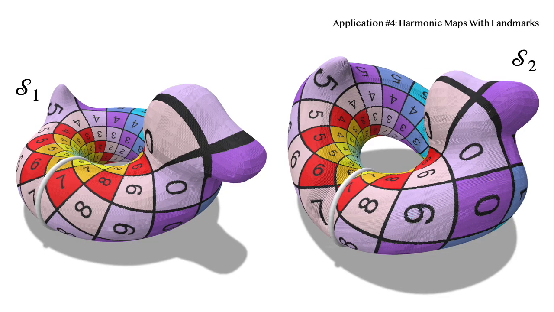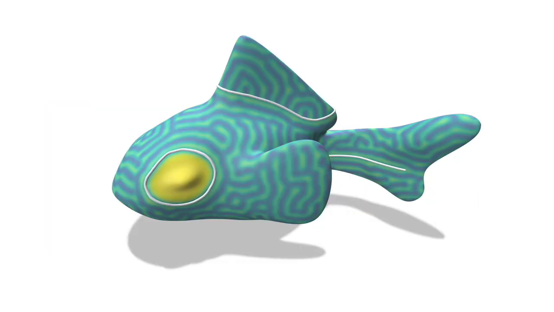This example involves computing a harmonic map between two surfaces S1 and S2. The mapping is used to transfer a texture from S1 to S2 while enforcing that landmark curves match using Dirichlet conditions. A final example creates a texture on this fish by solving a reaction diffusion equation. Dirichlet and zero Neumann interior boundary conditions are used to control the texture near boundary curves.